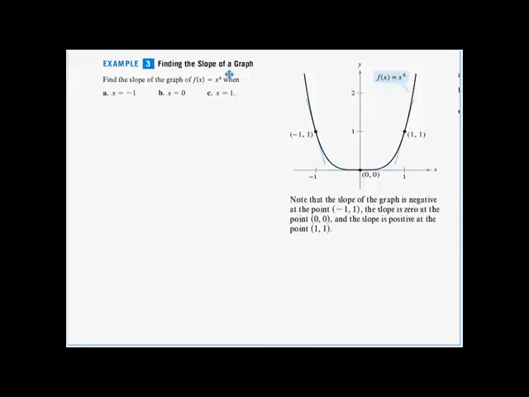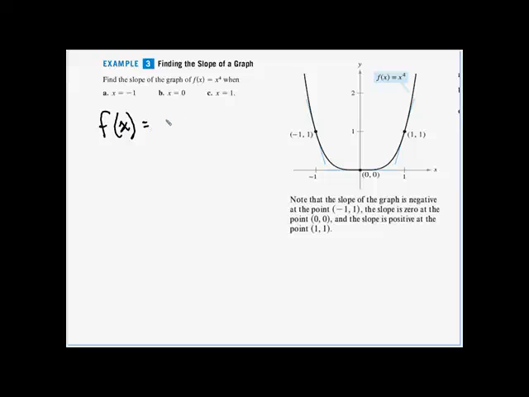Now, find the slope of the graph f of x equals x to the fourth, when x is negative 1, again when x is 0, and again when x is positive 1. You know, if we did this by the difference quotient and FOIL and all that out, it'd be a pretty time-consuming problem. But now with this new power rule, we'll make nice short work of this.